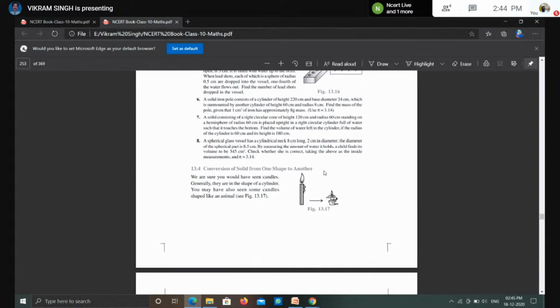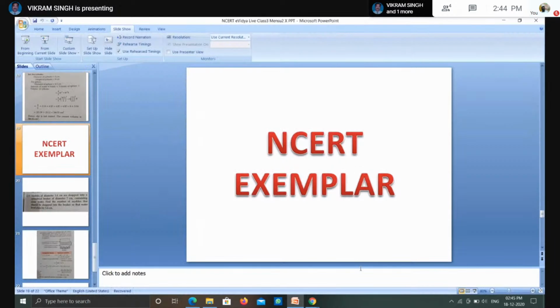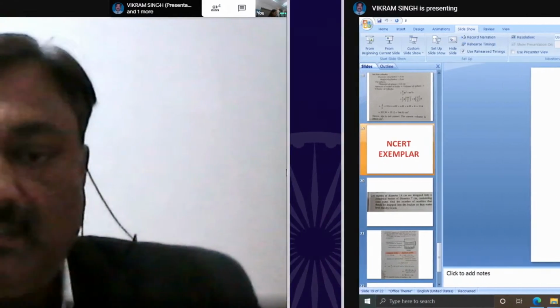Now, before going to the exemplar questions, I want to tell you something about the conversion of solids from one shape to another. It will be better to discuss it after this exemplar exercise is over. So just come to that one, NCERT exemplar.